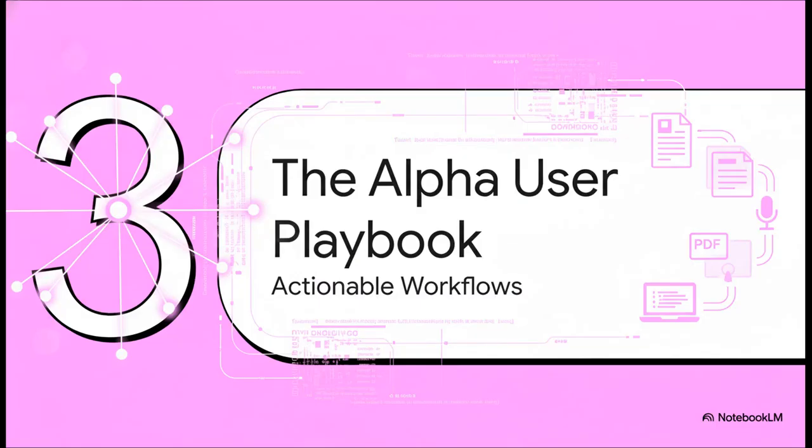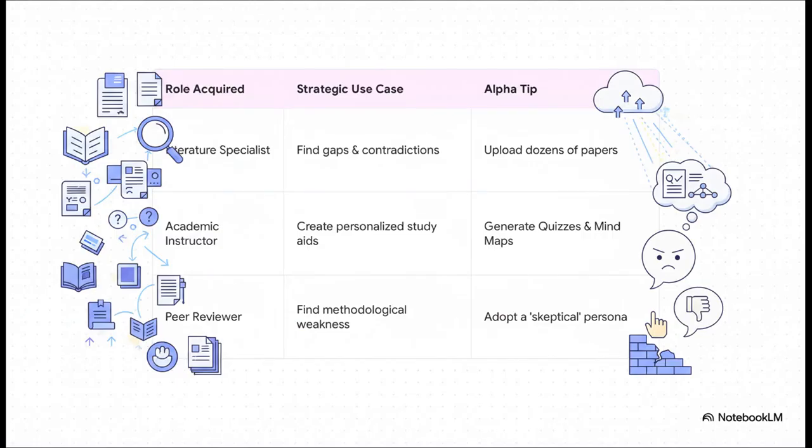All right, now that we understand the vision and we know how to master the constraints, let's get to the playbook. This is where the theory becomes practice. We're talking concrete, actionable workflows that really show the power of this new way of thinking. For all you academics out there, think of this as a research accelerator. Imagine becoming a literature review specialist overnight. You can upload 50 different research papers and ask something like, synthesize the primary arguments from all these sources and then identify the single most significant gap in the current literature. And here's your alpha tip. Prompt the AI to act as a skeptical peer reviewer to really rigorously challenge the assumptions in your own sources.